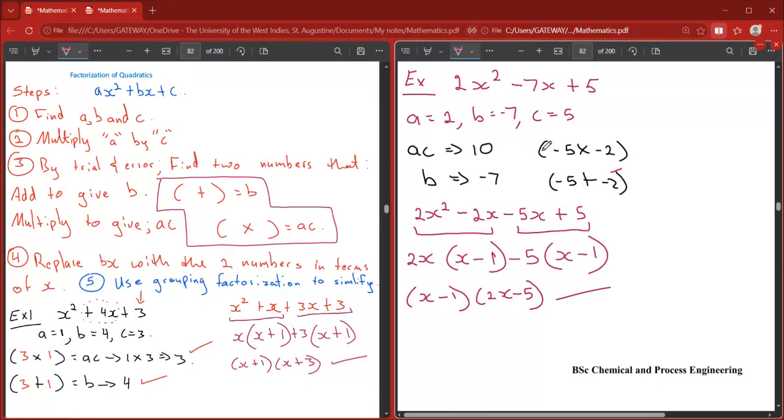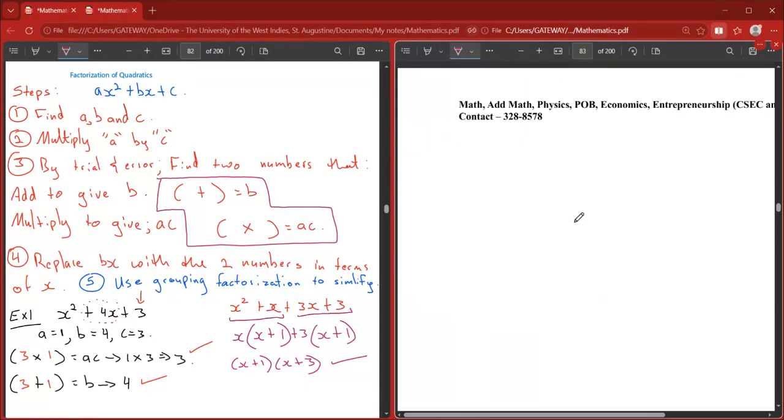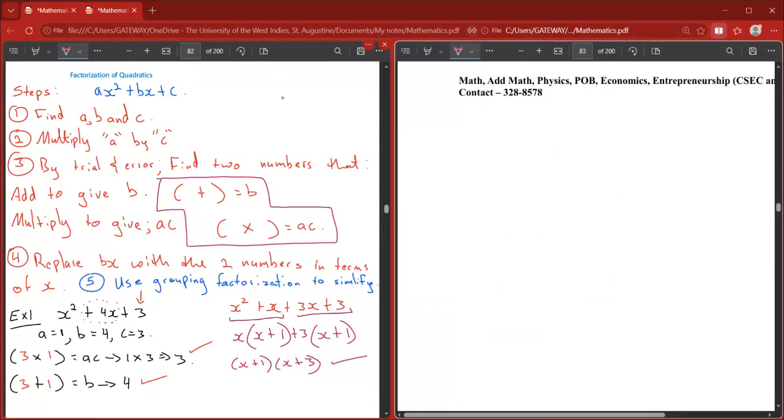Right? I will just go through one more. So let's say we have this other exercise here. Let's say we have 2x squared plus 13x plus 15.